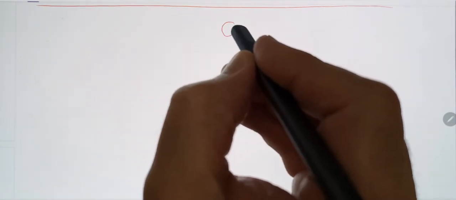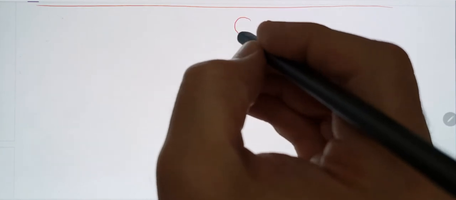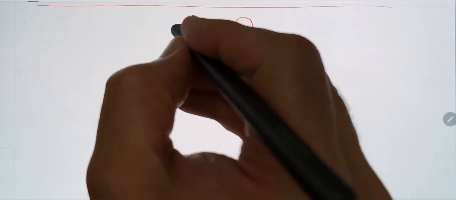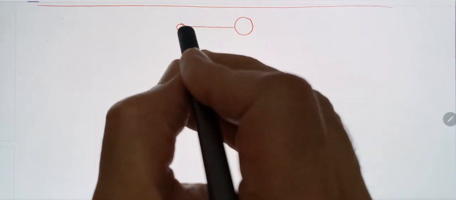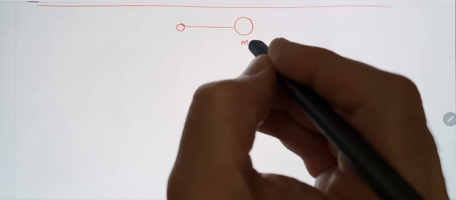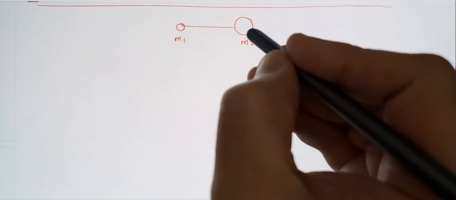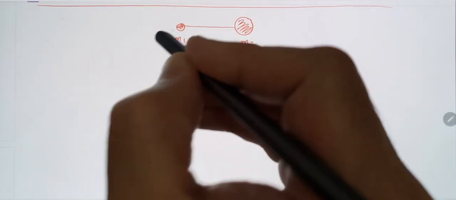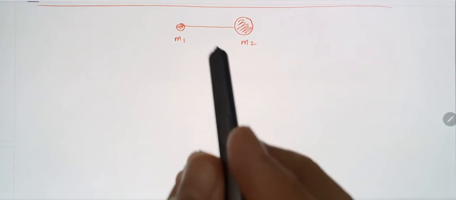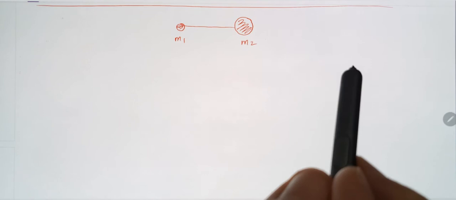So we start with a large object and a small object. They are not very different, but let me exaggerate a little. And they are connected. So this is M2, and this is M1. They are connected with a light rod that will not affect our result.